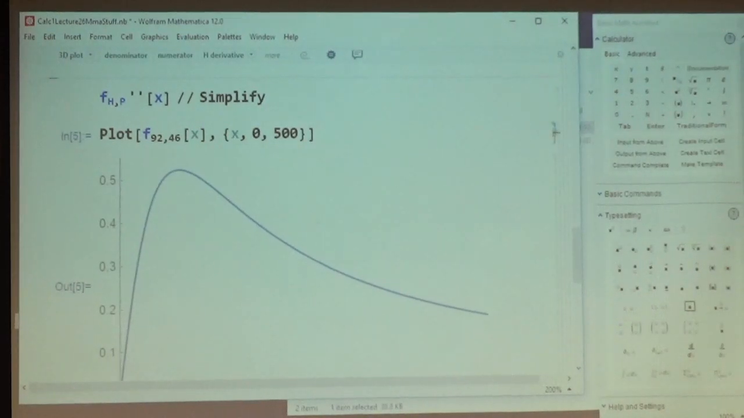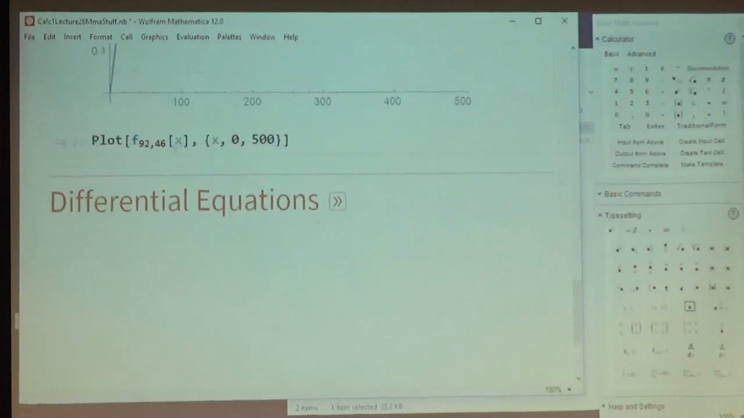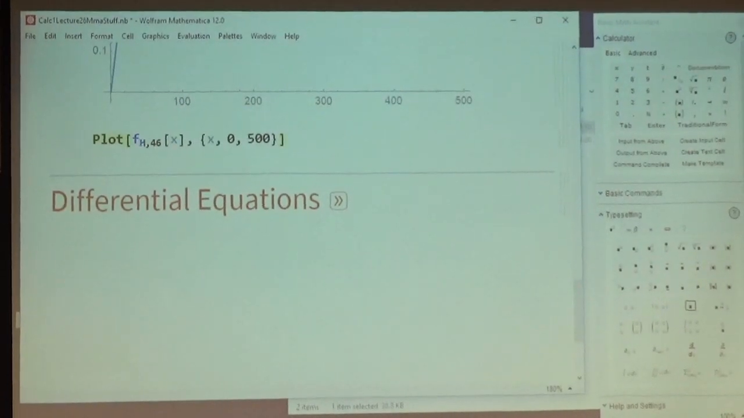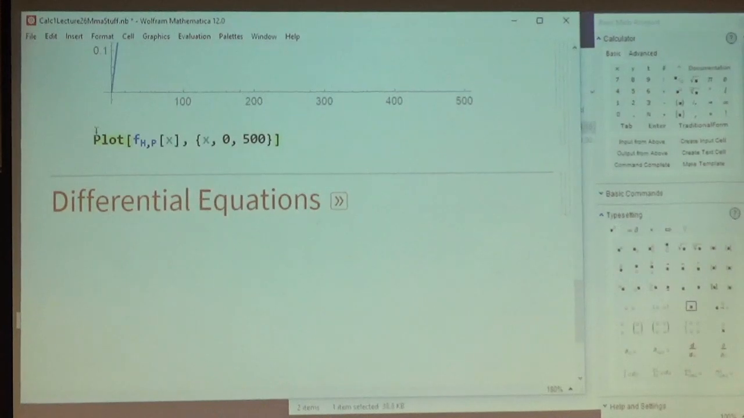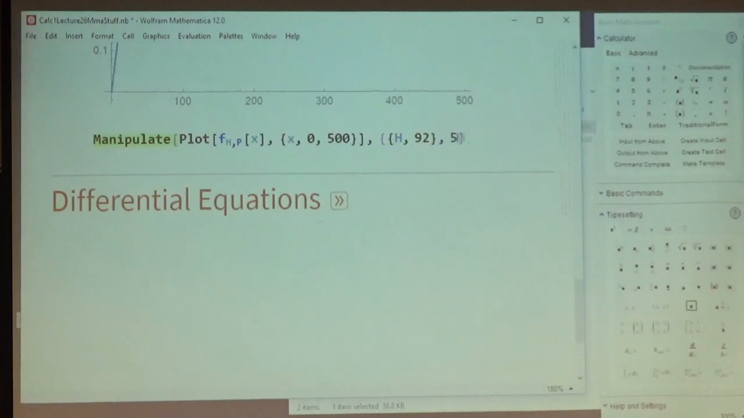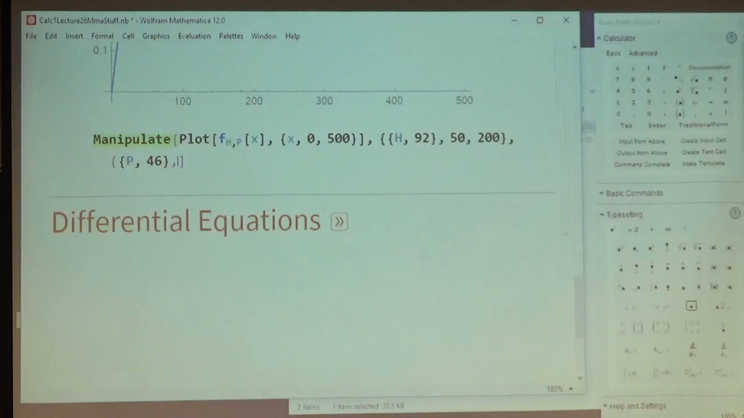We could put this inside of Manipulate to change h and p if we like. Let's go ahead and start with the values for the Statue of Liberty. The height is 92. If I let that also get smaller or larger, I might do something like this. That'll let h go from 50 to 200, starting at 92. And for the pedestal, I started at 46 and let it go down to maybe 10 and go as high as 50, say.